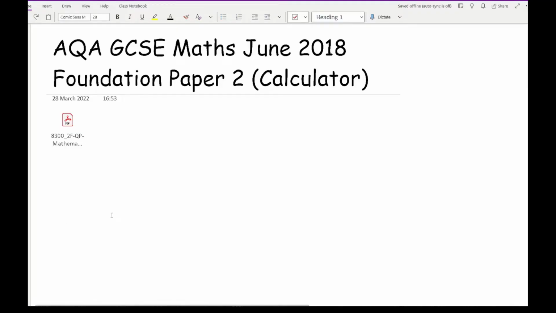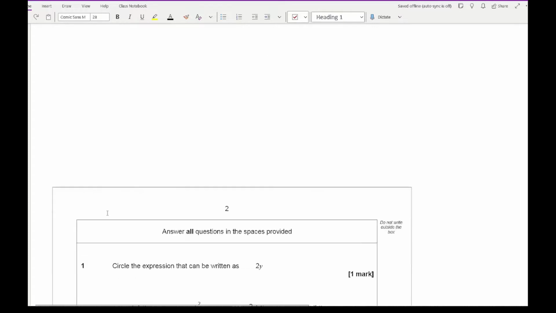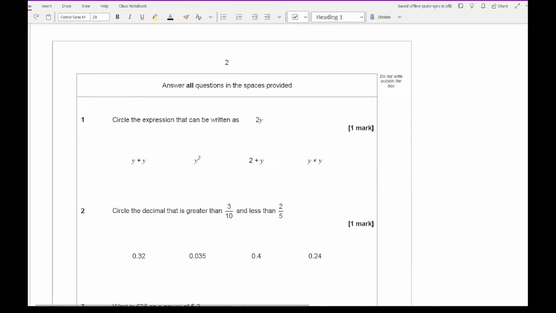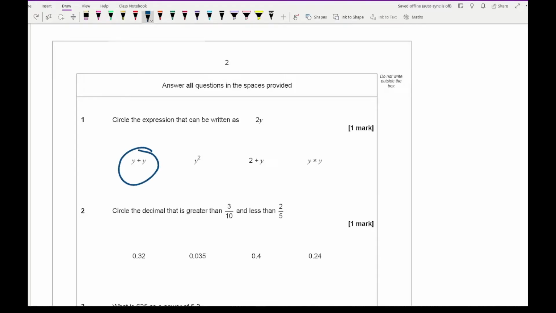So let's get started on this paper 2 calculator paper. Looking at question 1, it says circle the expression that can be written as 2y, and that is going to be our first option, which is y plus y.